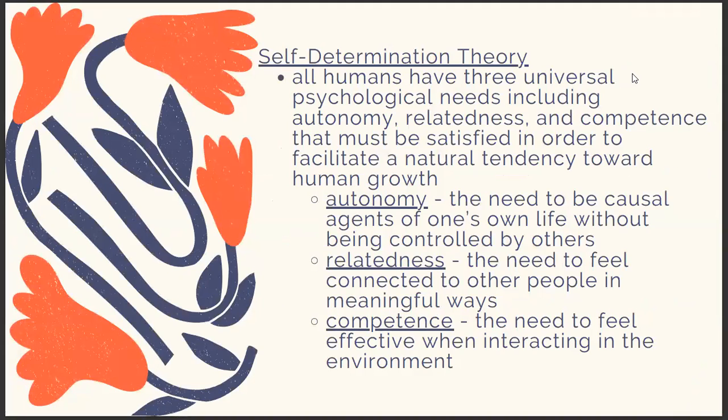Okay, now on to the self-determination theory. According to this theory, all humans have three universal psychological needs, including autonomy, relatedness, and competence, that must be satisfied in order to facilitate a natural tendency toward human growth. That is, there are three things that we must have in order to feel motivated to become better or to push ourselves any more at something.